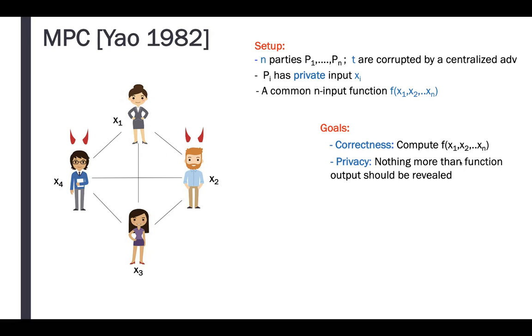In the end, the goals are, first, correctness, which means that all the parties would like to obtain the function output f evaluated on the input sequence x1 to xn. Second, privacy: nothing more than the function output should be revealed. Notice that if correctness is the only requirement, then MPC is very easy to achieve. The parties can simply share the inputs with each other, and they themselves can locally compute the function output. There is no privacy concern at all. So it is the privacy property which makes MPC a very engaging, fascinating area of research.